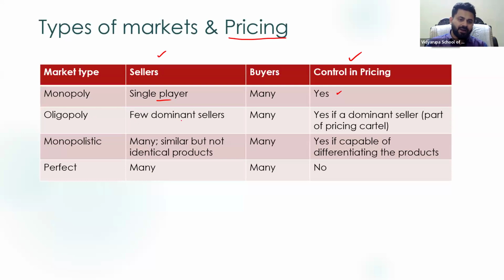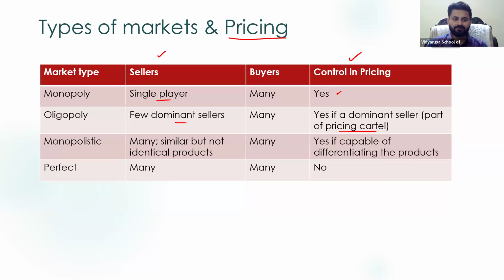Whereas if it's oligopoly, what will happen? There are few dominant sellers. Many people are there to buy the item, but there are few dominant sellers. So when you are one of that party, can you control the pricing? Partially, yes. It's conditional. When you become part of that pricing cartel, which many times is not even legal, you might have an agreement with others that we'll fix the price at a minimum of this much. That way you'll have control.